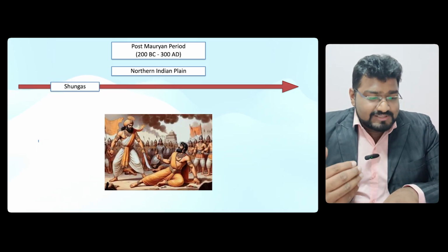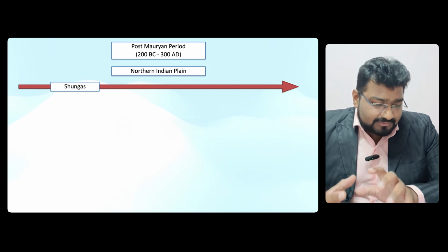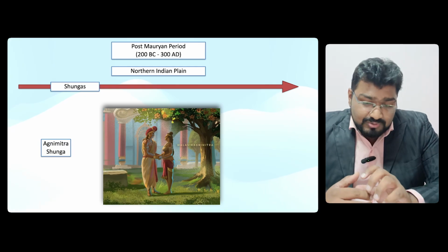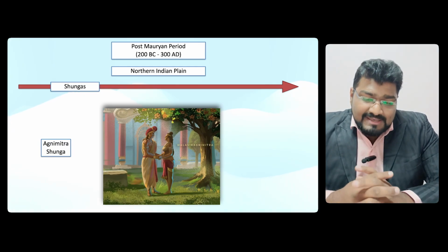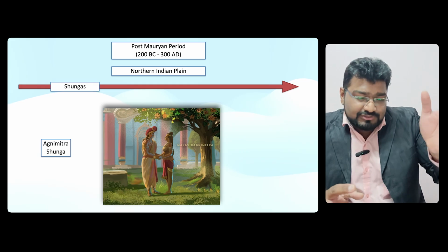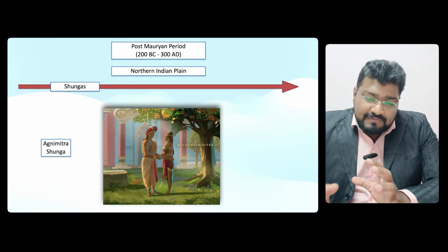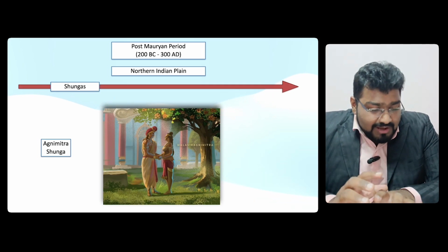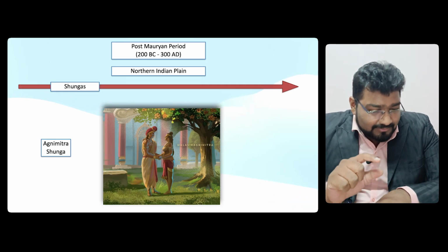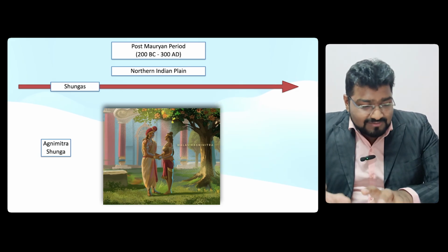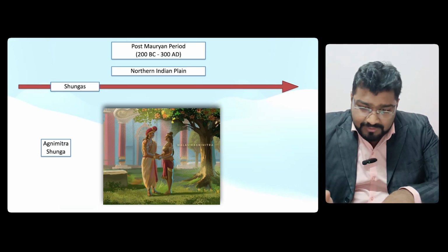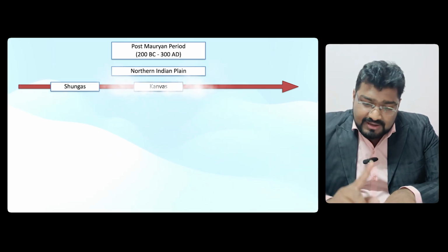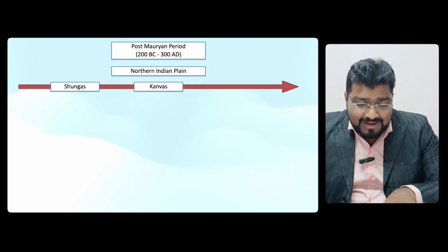Post that, the son of Pushyamitra Shunga, that is Agnimitra Shunga, will be the next king. Agnimitra even found his name in dramas, immortalized in Kalidas's Malvika Agnimitram. So you can see the name over here, Malvika Agnimitram. It was the love story of Malvika and Agnimitra Shunga. Now, this Malvika Agnimitram was written by Kalidas. So remember this. Kalidas will come later. We'll refer to that.